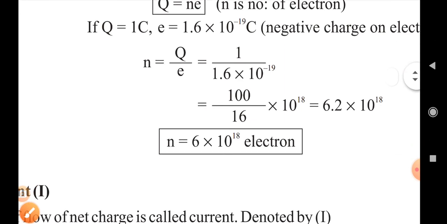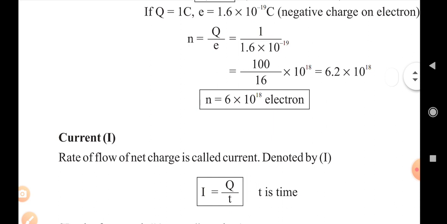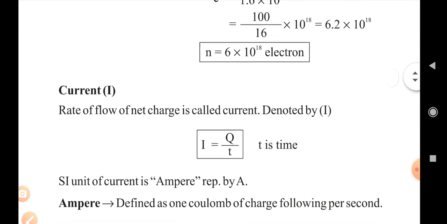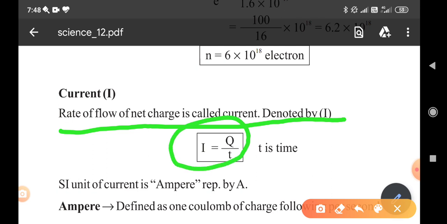So let us come to the next topic, current. Simply, the rate of flow of net charge is called current. Current is denoted by capital I. So we can write a small formula: I equal to Q by t, where Q is the net charge and t is the time taken by the flow of charge.